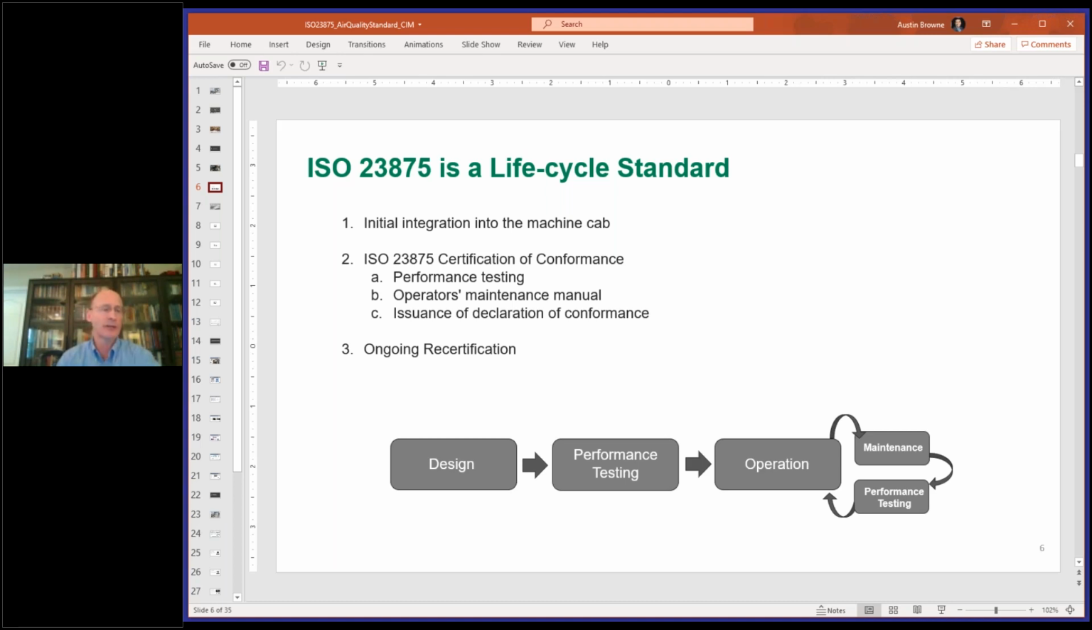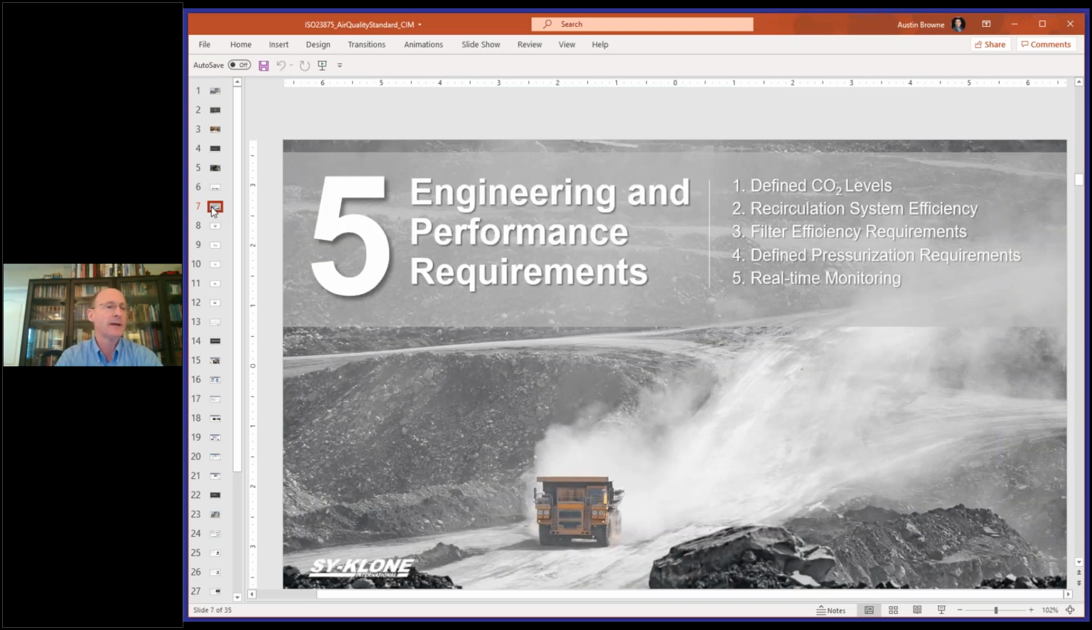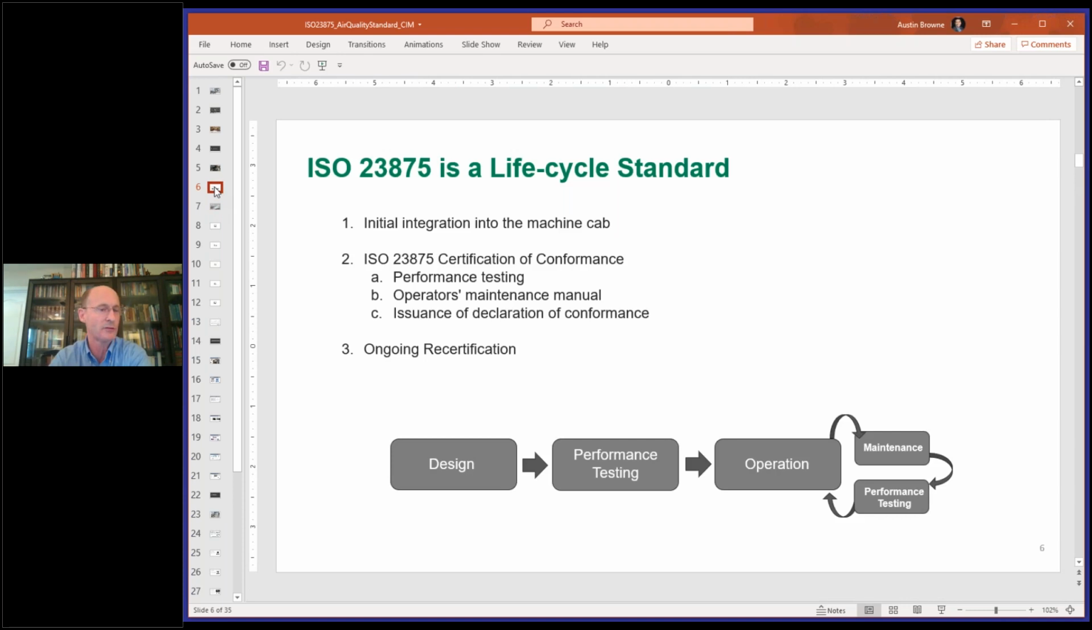So this actually addresses the operator enclosure from the time it's designed until it's put out of service at the end of its life. So this is unique in that it is a life cycle standard, and it involves all the stakeholders that touch that machine throughout its life cycle. One of the interesting things about it, it provides not only an opportunity to certify the cab in the beginning that it's conforming to the standard, but there's an ongoing recertification that can be done as a consequence of that operational integration and the desire to make sure that we have continuous air quality throughout the life of the machine.